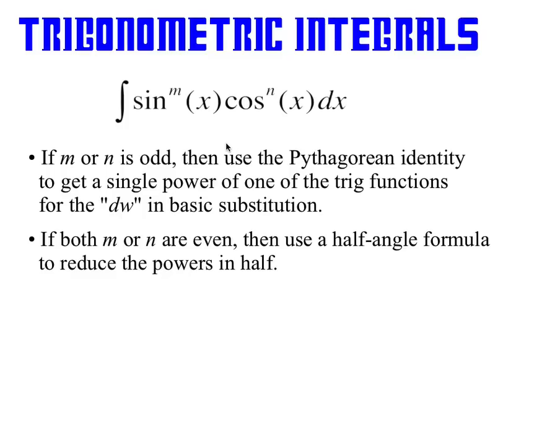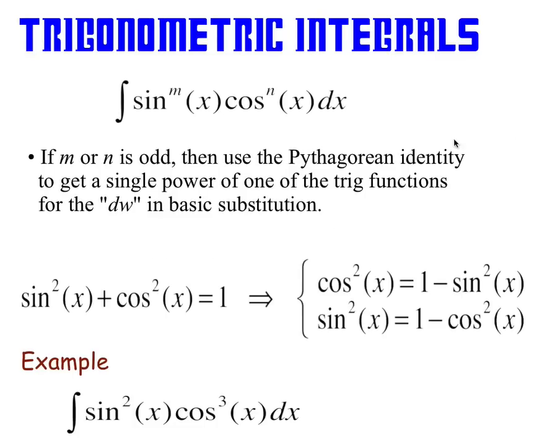Okay. If both m and n are even, it's a little trickier. We're going to have to use the half angle formulas to reduce the powers in half and then try to do some subsequent simplifying, maybe some other identities. So let's look at the first case here.